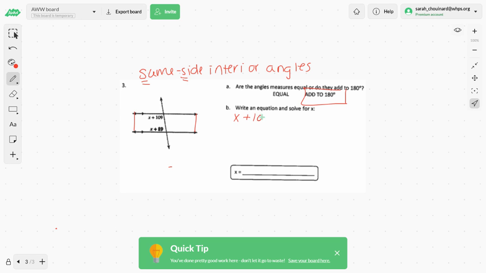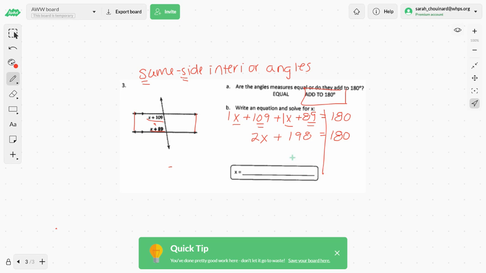I have to say x plus 109 plus x plus 89 has to equal 180. So I essentially said this angle plus this angle. X plus 109 plus x plus 89 adds up to 180. So now I'm going to combine my like terms. I have 1x and 1x, which is 2x. 109 plus 89 is 198.